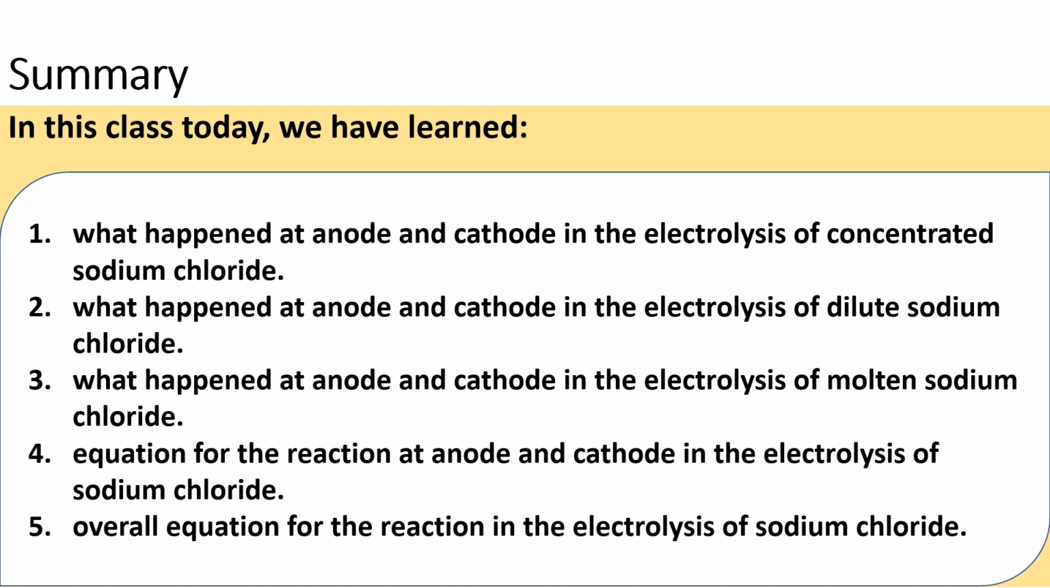What have we learned in our lesson today? Today, we've been able to look at what happened at the anode and at the cathode in the electrolysis of concentrated sodium chloride. We've been able to look at what happened at the anode and at the cathode in the electrolysis of dilute sodium chloride. And we've been able to look at what happened at the cathode and at the anode in the electrolysis of molten sodium chloride. We've been able to also write the equation for the reaction at the anode and at the cathode in the electrolysis of sodium chloride, and at the same time we've been able to look at the overall equation for the reaction in the electrolysis of sodium chloride, be it concentrated, dilute, or molten.